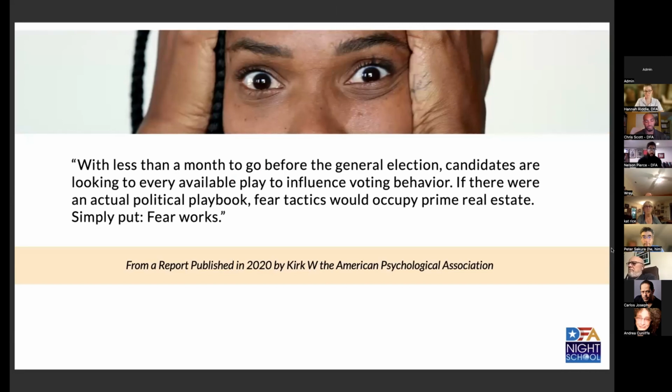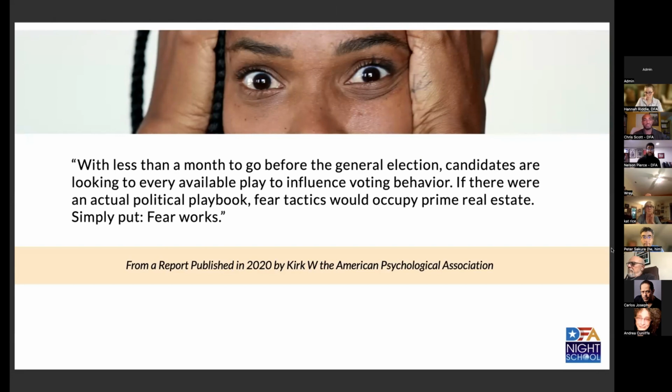This is from a report published by the American Psychological Association. In that article, it says, with less than a month to go before the general election, candidates are looking to every available play to influence voting behavior. There were an actual playbook. Fear tactics will occupy prime real estate. Simply put, fear works.